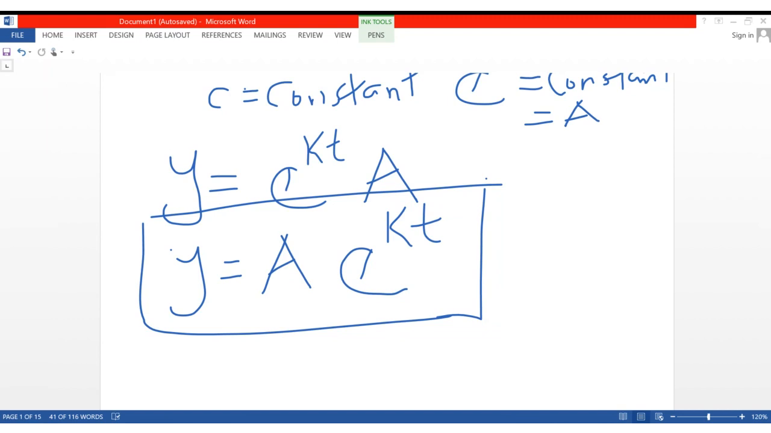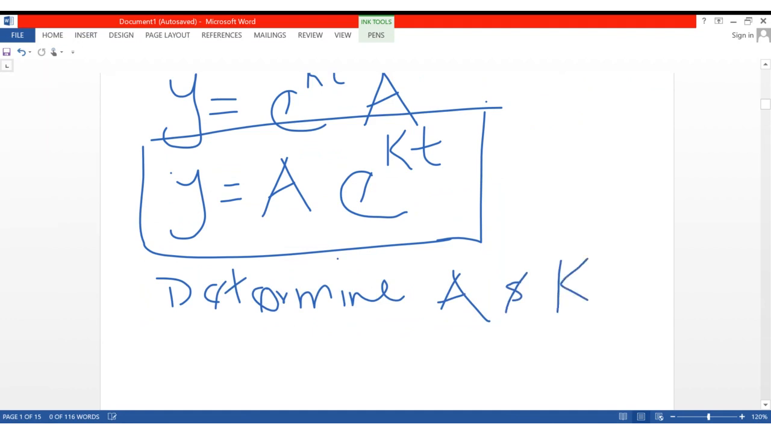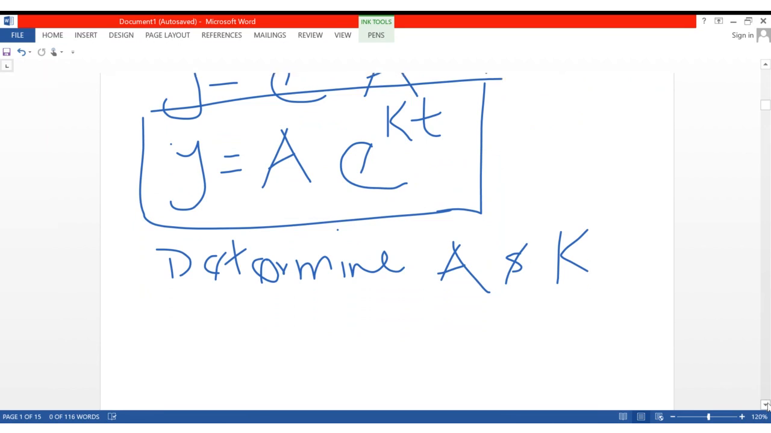Now here, our main task will be to determine the value of a and k, because those are the constants. If you are able to determine the value of a and k, you can solve any question. And basically the a, we get it from the boundary condition. So there's some boundary condition that we shall be given.